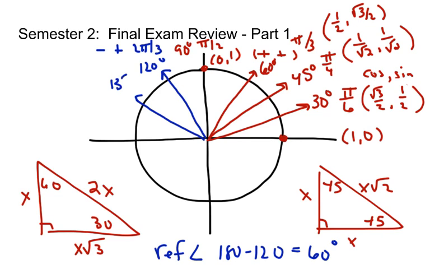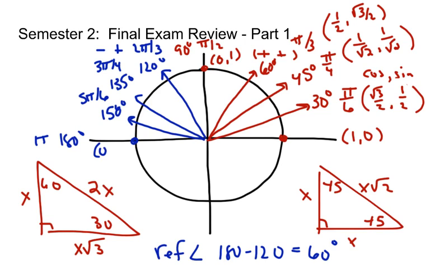Then 135 degrees, whose reference angle is 45 degrees, is 3 pi over 4. And 150 degrees, whose reference angle is 30 degrees, and whose radian measurement is 5 pi over 6. Their answers will be the same as their reference angle counterparts in the first quadrant, except that the cosines will all be negative, and the sines will be positive. And at 180 degrees, which is pi, you'll be at negative 1, 0. And then you continue around the unit circle the same way.